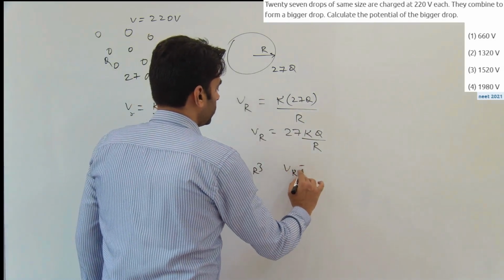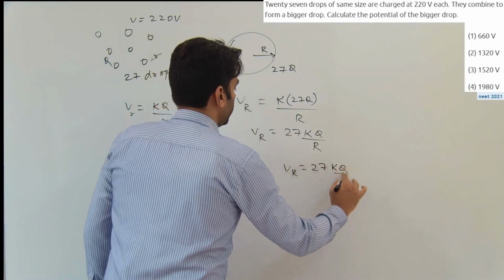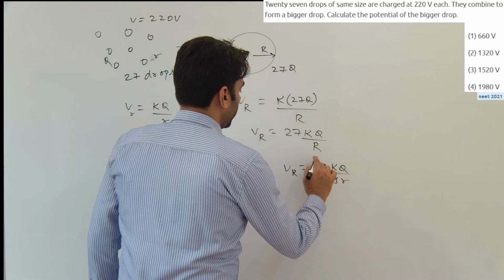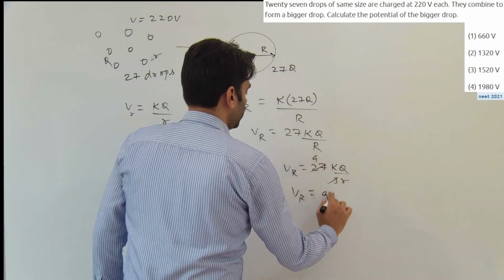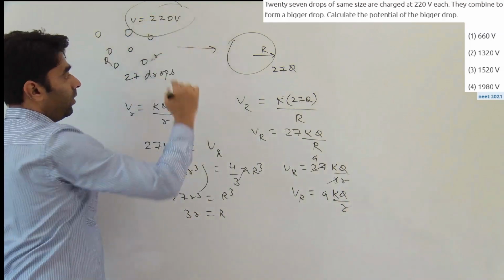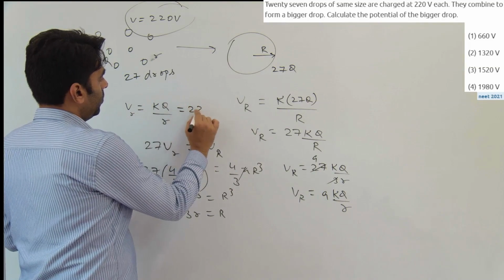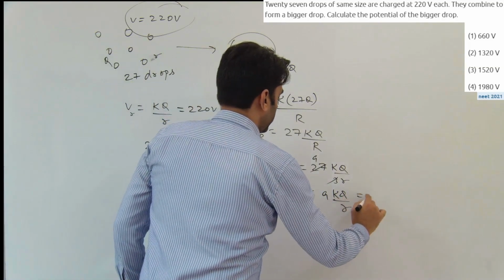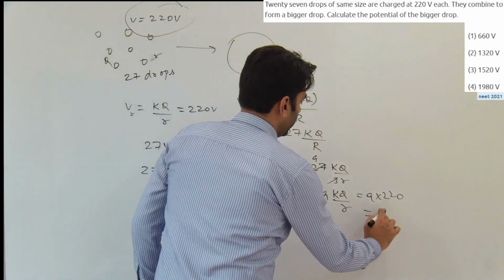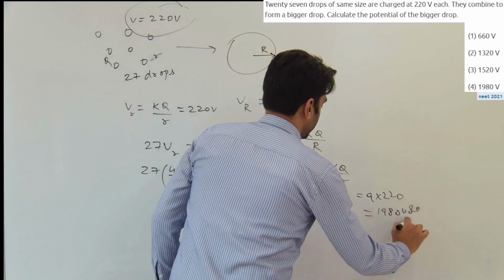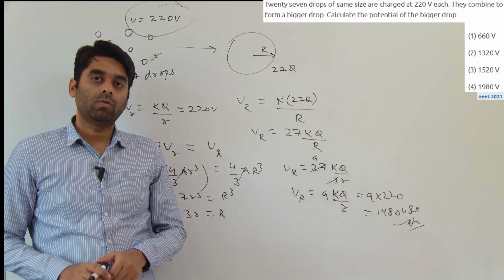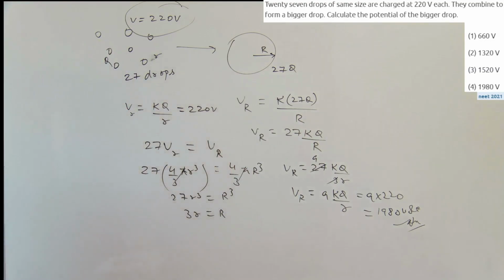Let us substitute over there. So VR is equal to 27 times KQ by capital R. Capital R is 3 times small r, so 27 by 3 is 9. VR is equal to 9 times KQ by small r. KQ by small r is nothing but the potential for a single drop, which is 220 volt. Let's substitute. So 9 into 220 will give us 1980 volt. Which option do we have? This is option number 4.